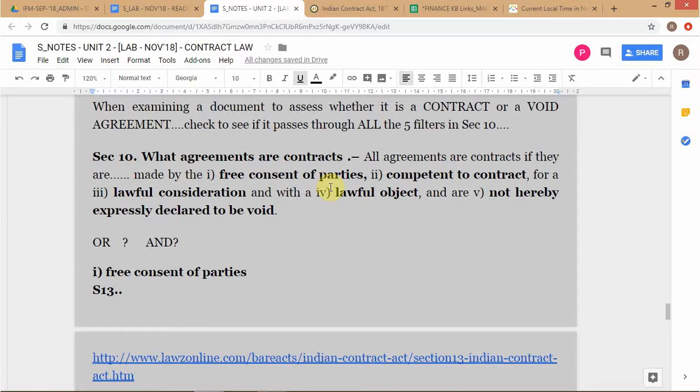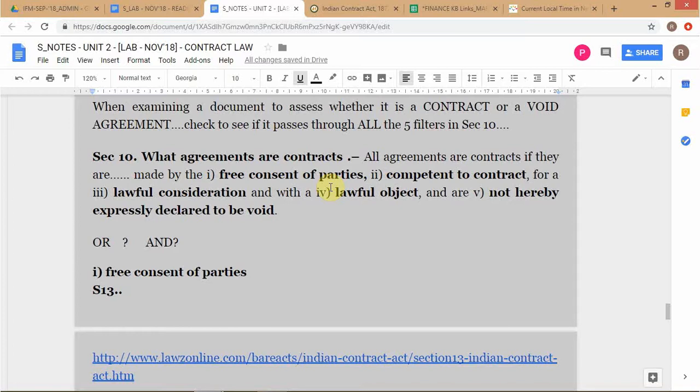As we go through the five filters, we can see that section 10 eventually leads us to all the other sections of chapter 2, okay. All the sections from 11 to 30 are covered essentially starting from section 10 itself. It will eventually lead you stepwise to all those sections. Are you following what we discussed? Remember, if you start with the fifth one, which is not expressly hereby declared to be void, that will take you to sections 25 to 30. Okay, so I've eliminated section 20 from that list.